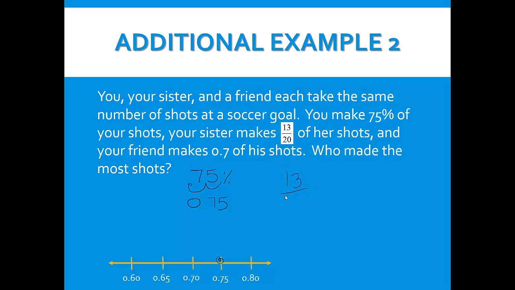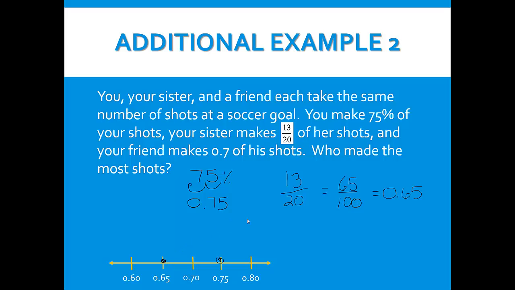We're going to convert that into a fraction out of 100. In order to get 100 in the denominator, we're going to multiply 20 times 5. Now we need to do 13 times 5 to get the numerator. 13 times 5 is 65. So we're going to get 65 hundredths. 65 hundredths written as a decimal would be 0.65. That would be 65 hundredths. So now we can put that on our number line. And 65 hundredths is right here.